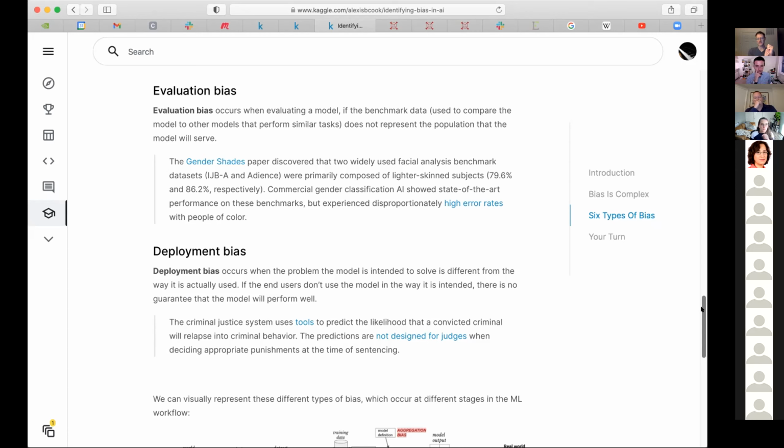Mm-hmm. Another example they give here is a facial analysis benchmark data set, which was primarily composed of lighter skin subjects, and the commercial gender classification AI showed state-of-the-art performance on those benchmarks, but then when deployed experienced disproportionately high error rates with people who looked different than those people in the data set. So the lesson there is to really think about your use case and try to get your validation set as close to your real use case as possible.